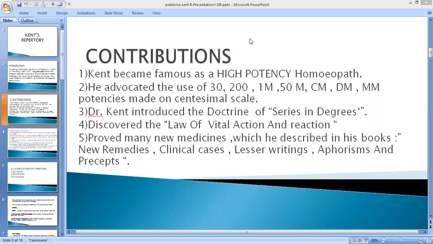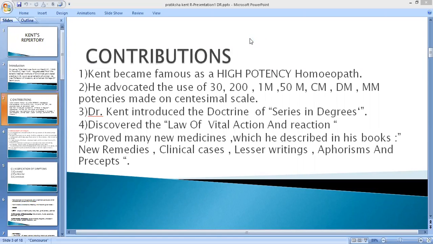Then you are able to know which new medicines he proved, and in how detailed a way he wrote down the materia medica. Kent's materia medica was also very useful. So when you go through all his books, you get a very well explained materia medica. So in this way, this is all the introductory part of Kent repertory.